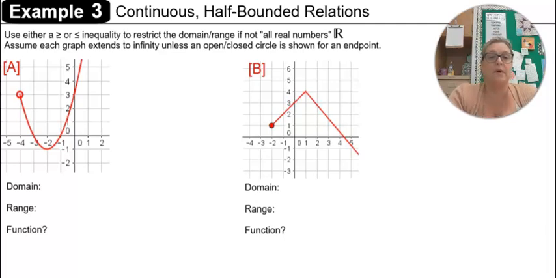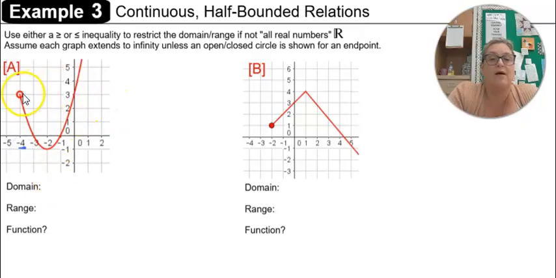Okay, so welcome back. We're looking at the domain of these two graphs. Domain, if you recall, is our x values, all of the possible inputs for the function. And when we look at graph A, we can see our lowest possible value for x is -4.